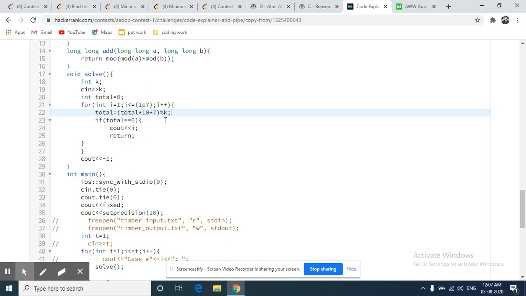Else, if you do all the iterations till 10 to the power 7 and don't find any number, then you return minus 1. I hope you understand the logic as well as the code for this question. If you still have any doubts, please mention down.